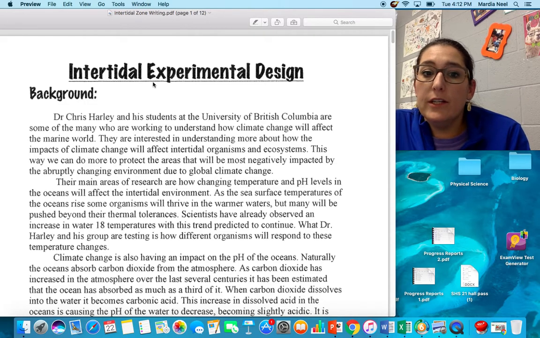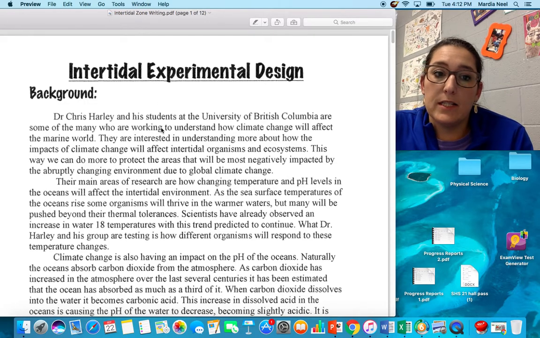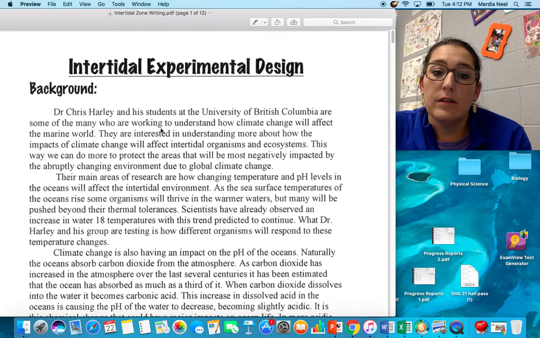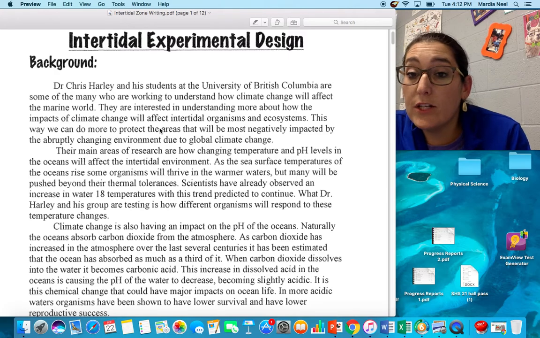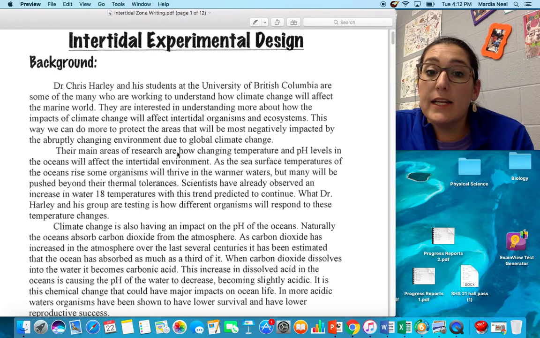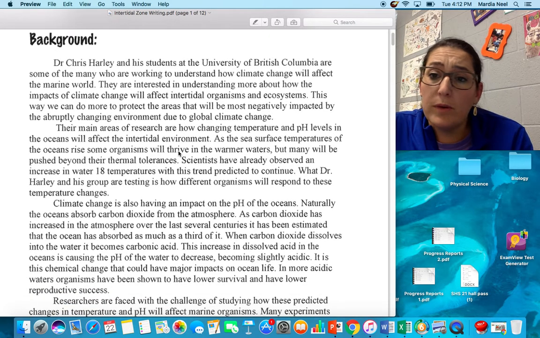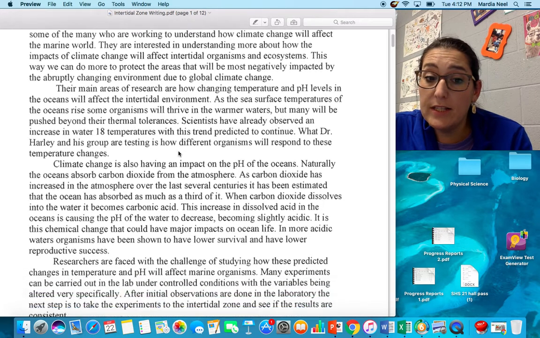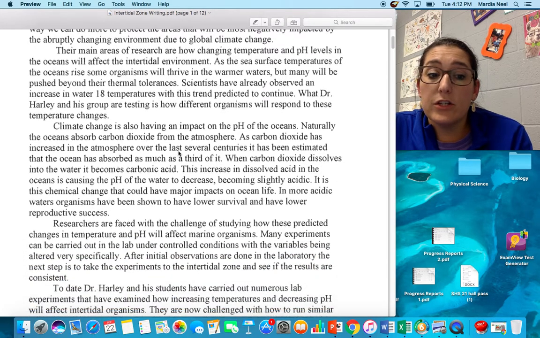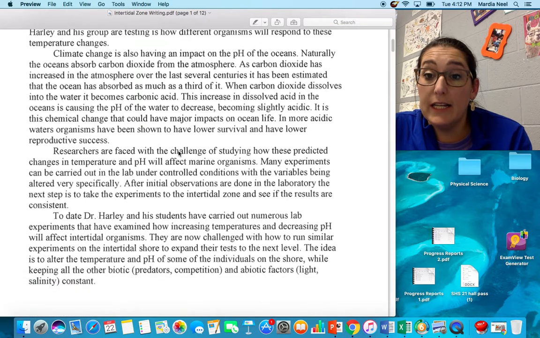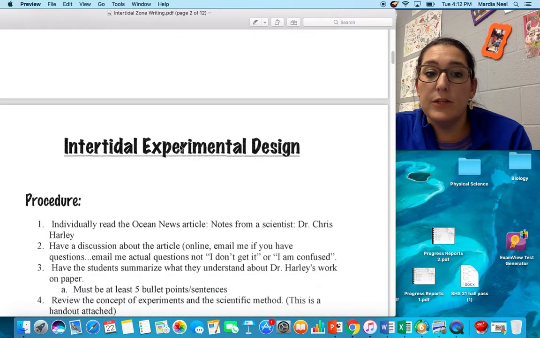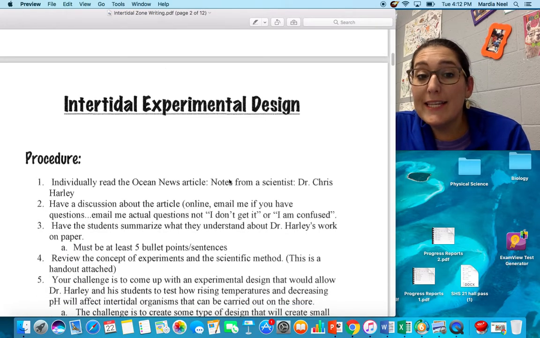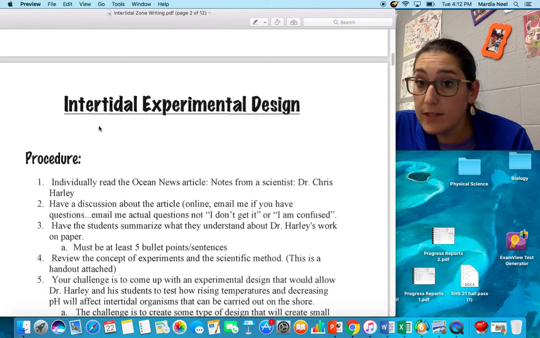So the first thing you need to do is read this first page. It explains what the topics are. If you didn't watch the lecture yesterday or didn't look at your notes, it explains what intertidal zones are, what pH is, if you don't remember what pH is. It talks about researchers. It talks about who Dr. Haley is. After you read this first page, you're going to get to a page that says procedures. This is what you're going to follow if you want to get a 100 on this assignment.